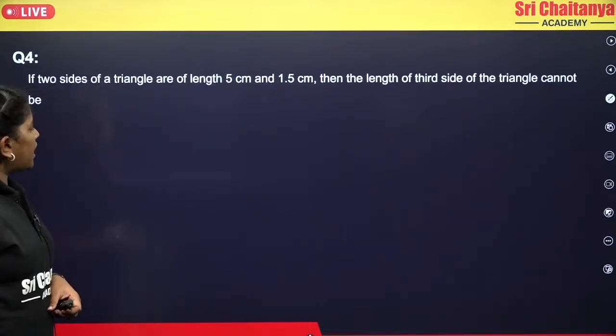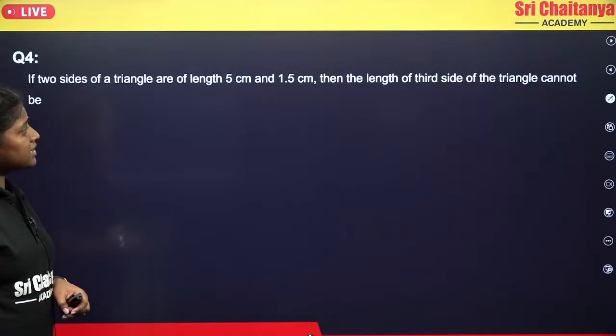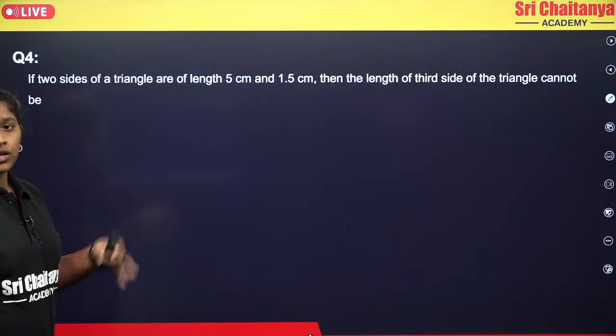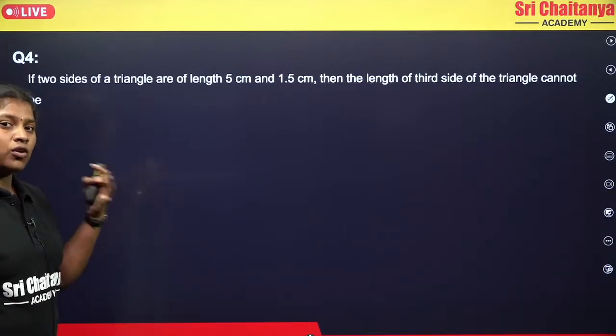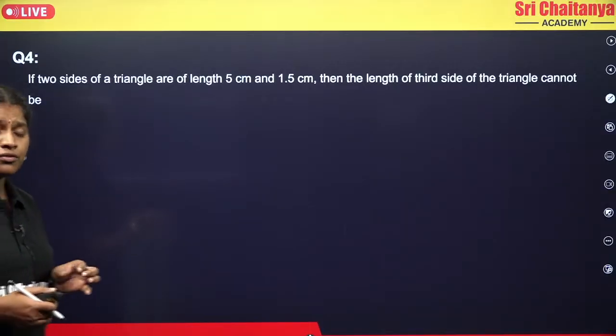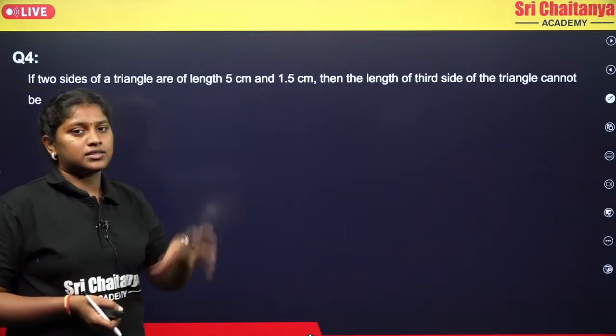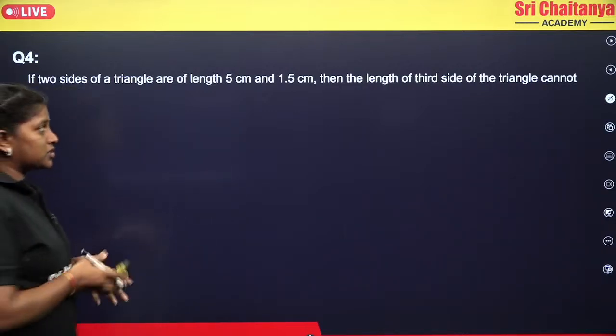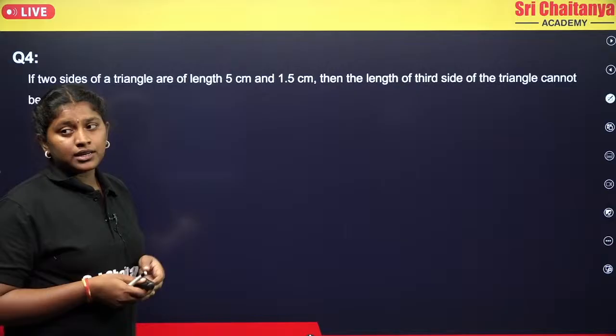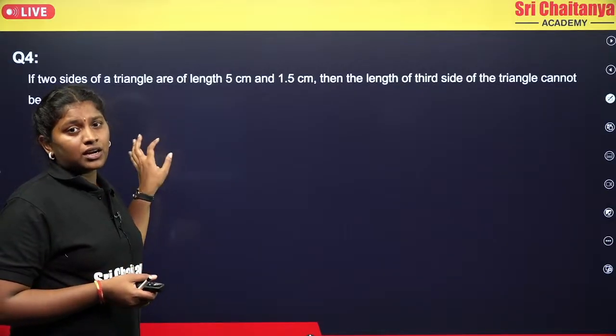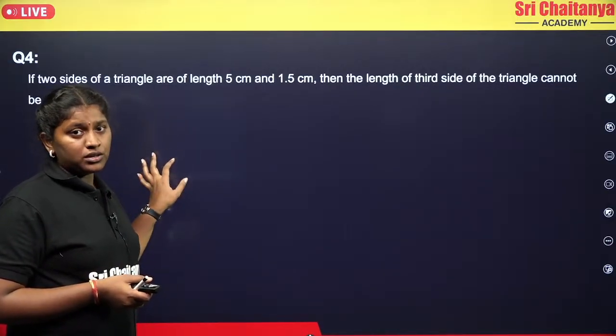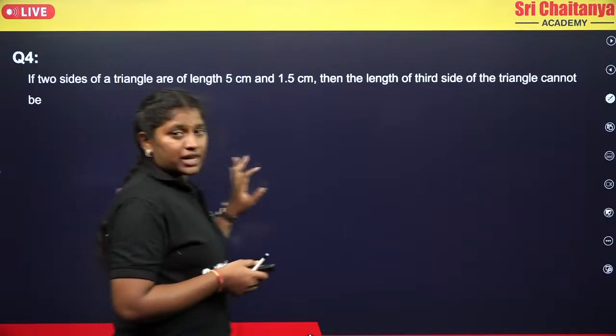If two sides of a triangle are of length 5 centimeters and 1.5 centimeters, then the length of the third side of the triangle cannot be. So we need to check what the length of the third side cannot be. It means nothing but we are just going to find the range of our third side. Same problem and the same procedure. So I think you guys can do it. I am giving it as your homework, because it is very simple.